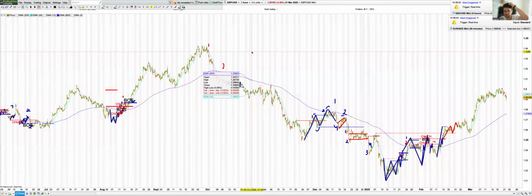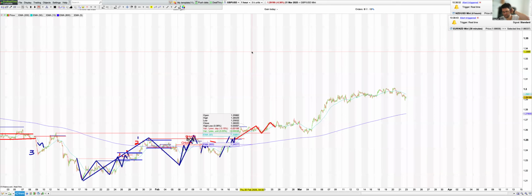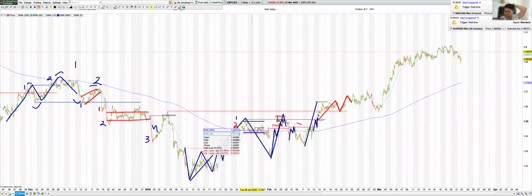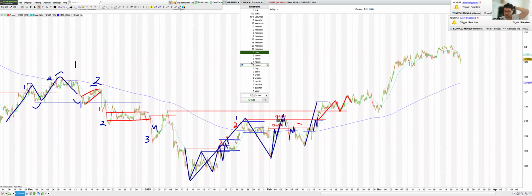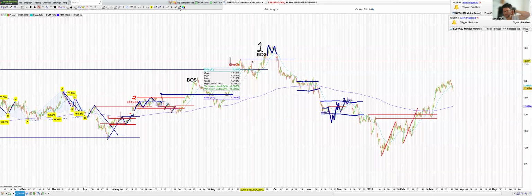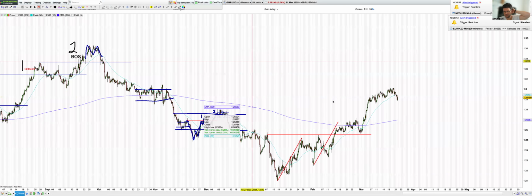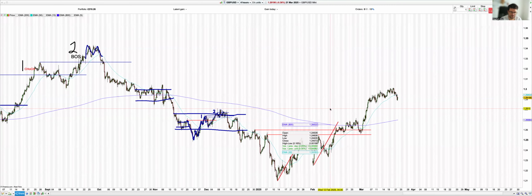Back to the chart. Let's see what we've got. So we did trade this long. Let's have a look on the 4 hour. 4 hour, nothing really, guys. There's nothing for me here. So I'm just waiting till something happens.